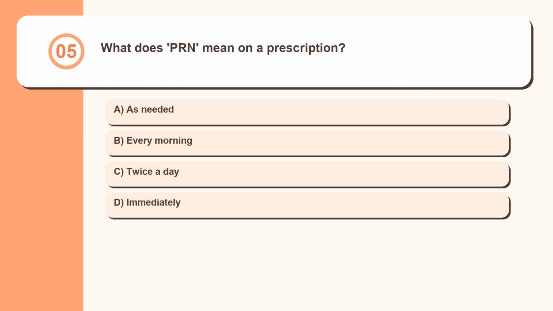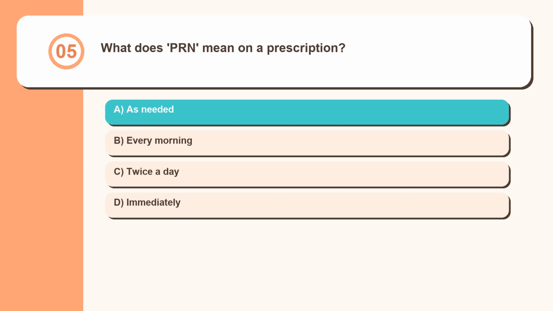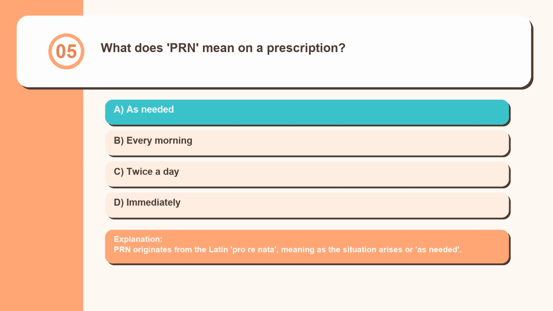Question 5. What does PRN mean on a prescription? As needed, every morning, twice a day, immediately. PRN originates from the Latin pro re nata, meaning as the situation arises or as needed.